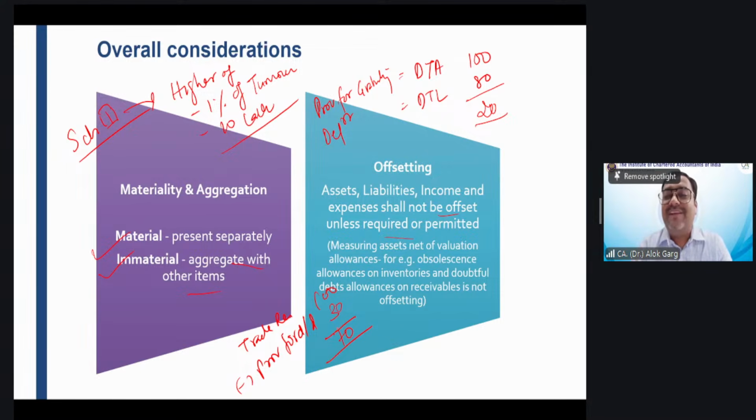This is not offsetting. This is you are doing a valuation allowance. When you fair value your trade receivables, you found that 30 rupee can go bad. I will not be able to recover 30 rupee and you created a provision. Okay. So this is an impairment. Creating a provision for doubtful debt, creating a provision for inventory obsolescence, these are not offsetting, right? These are the measurement of valuation allowances. Okay. Is that clear? So offsetting is clear, materiality or aggregation is clear, right?